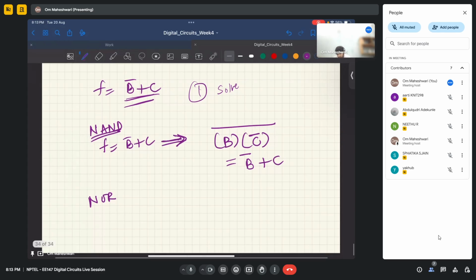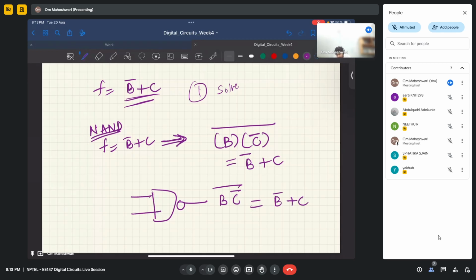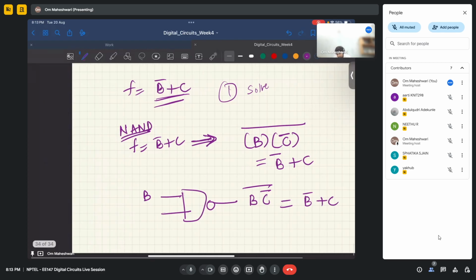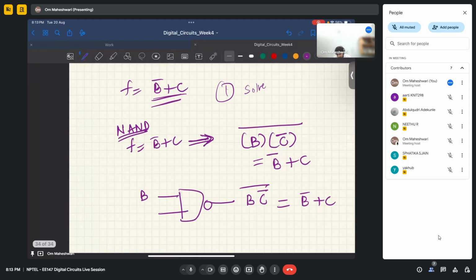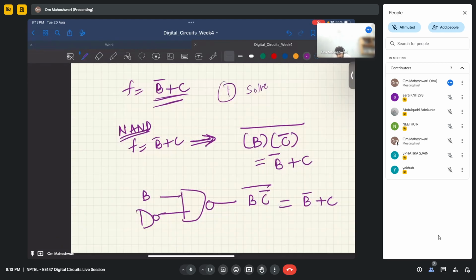So to make it using NAND gate, I have a NAND gate. I'm getting here B C bar whole bar, which is B bar plus C. I'm giving input B. Now it's up to you, can you give C bar or not? If you cannot give C bar, add another NAND gate and give C. Now this is B C bar, then NAND of B C bar, which is B bar plus C. Is it clear?